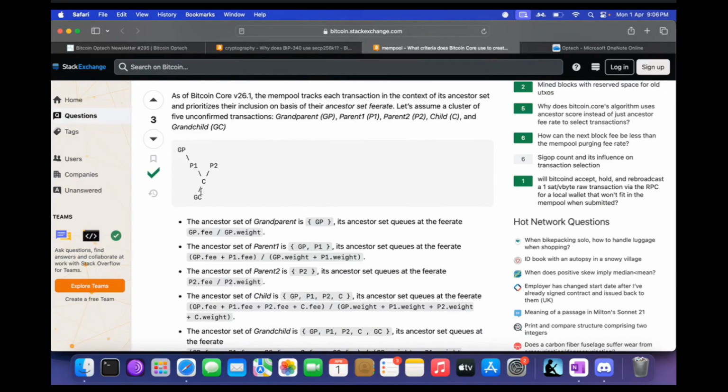So this is GC. It has a parent C, which has two parents P1, P2, and this is another parent GP. This is the grandparent, the parents, the children, and the grandchild. Okay, so the grandchild will be included in the block. When the grandchild is being included in the block, the fee of the child and both the parents and the grandparents and all the ancestors will be taken into consideration. So if two transactions are competing for space in the mempool, the transaction that pays the highest cumulative ancestor fee will be taken into consideration and will be included in the block.